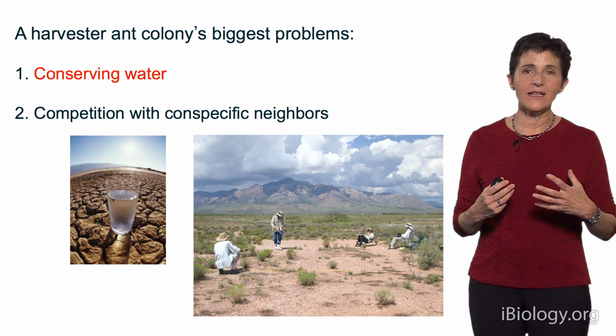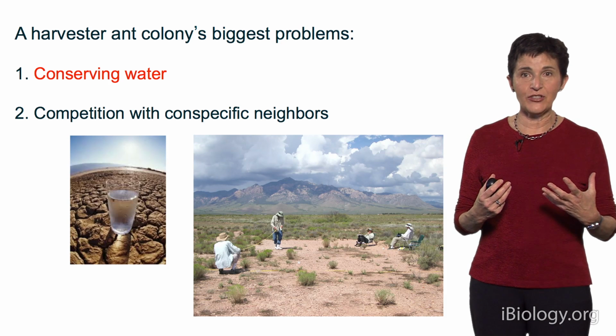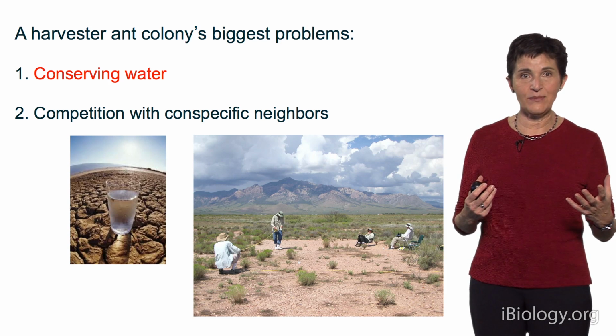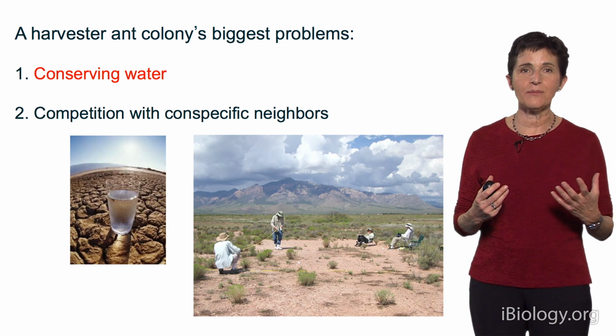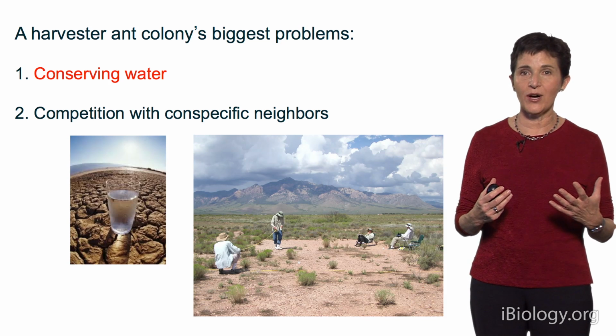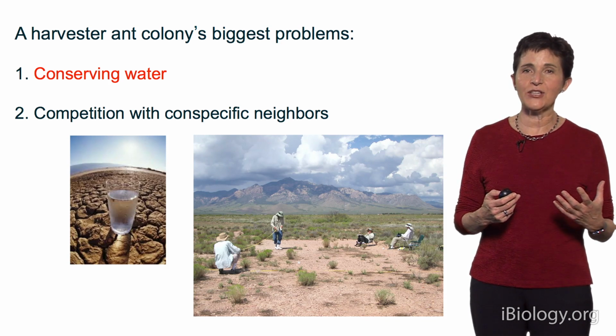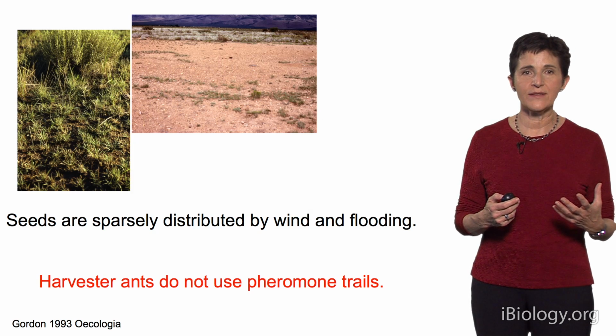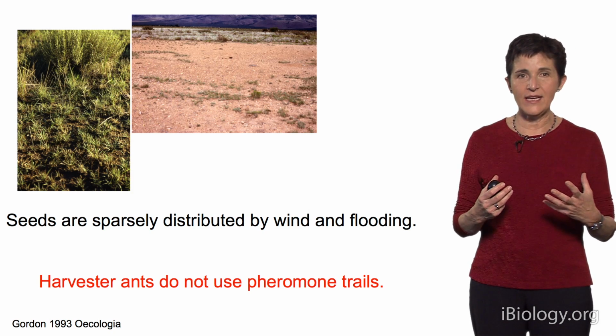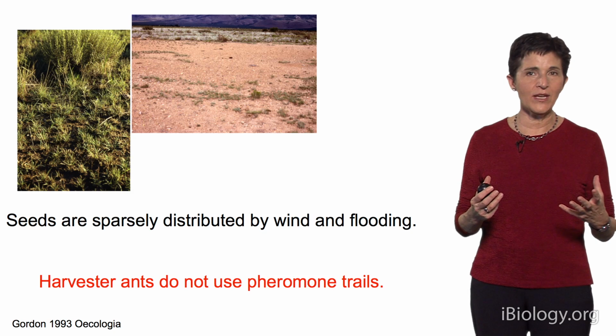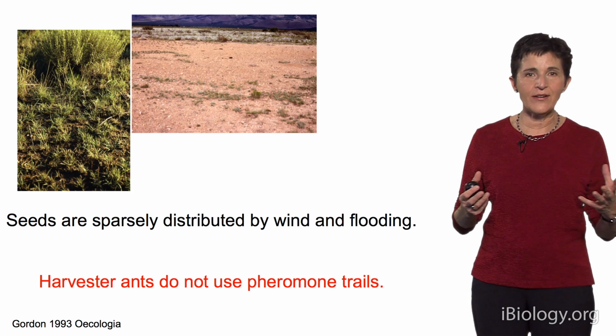So harvester ant colonies have to solve ecological challenges like any other species. And a harvester ant colony's biggest problems are, first of all, conserving water, because they live in the desert and water is scarce, and then competition with neighbors of the same species. The seeds that they eat are sparsely distributed by wind and flooding. They're just scattered at random.